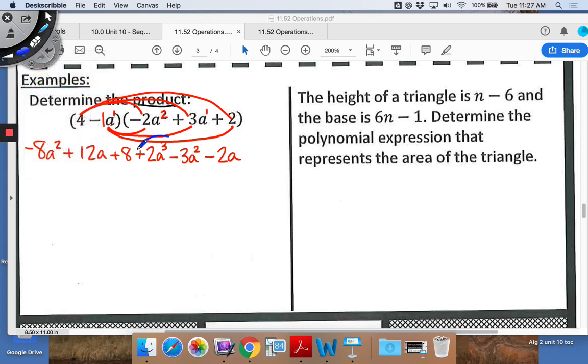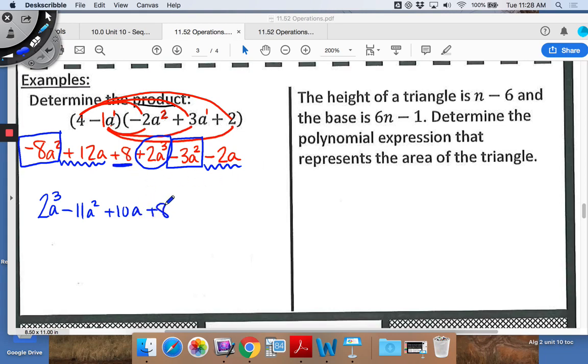I will start with my highest degree, so I would start with 2a cubed. Then I'm going to go to a squared. So I have negative 8a squared. Negative 3a squared would make negative 11a squared. Then I have positive 12a and minus 2a, so that's going to be positive 10a. And last I have positive 8, and there's nothing to combine, so plus 8. And that is my final product.